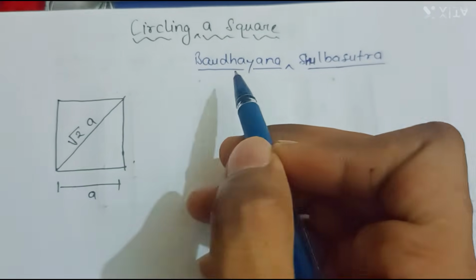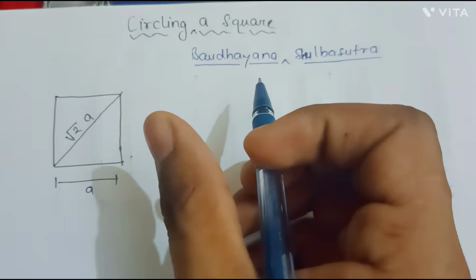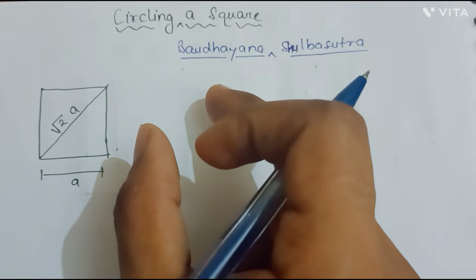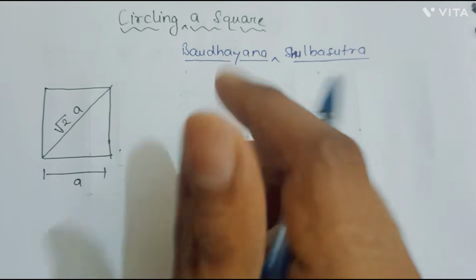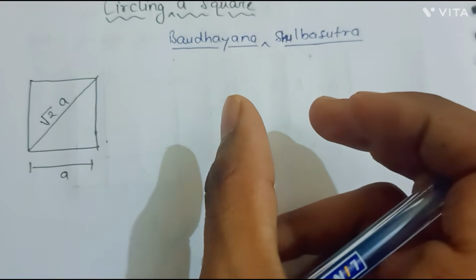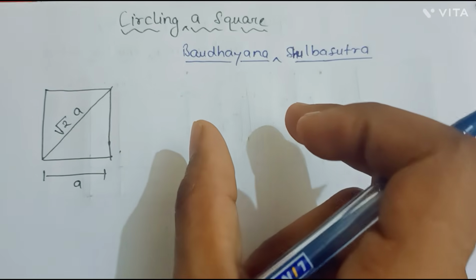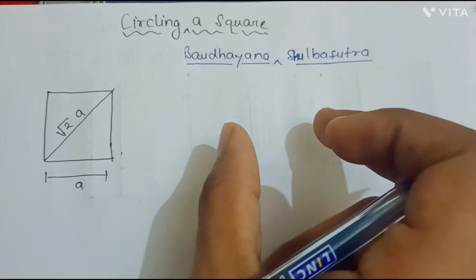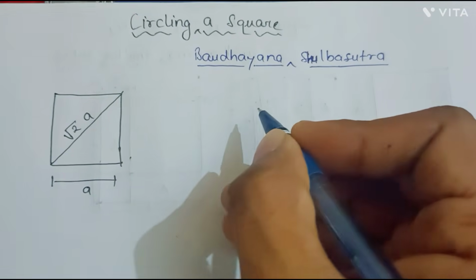In this video we are going to discuss the circling of a square by the Baudhayana Shulba Sutra. In this method, the earlier people used to make a square and a circle with equal area in their Yagna Kund, that is, in their Havan Kund. To make the area of the square and the circle equal, they followed a process through which they found the circle whose radius gives an area equal to the area of the square. Let us see how they followed the method.